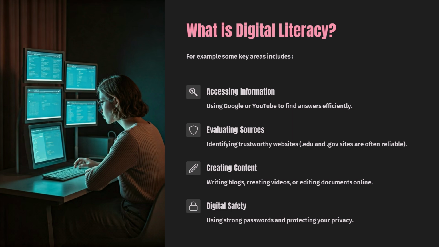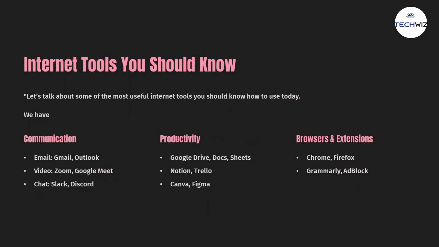Creating content, this could mean writing blogs, posts, creating TikToks, or editing documents online. Digital safety, meaning using strong passwords, avoiding scams, knowing how to protect yourself and your privacy, and all those things. So just before we narrow, you just think about all of this. If you can send a professional email, design a basic flyer, and avoid clicking suspicious links, you are digitally literate and even more. But there's more to it as well. So we look at internet tools and things you should know as much as possible.